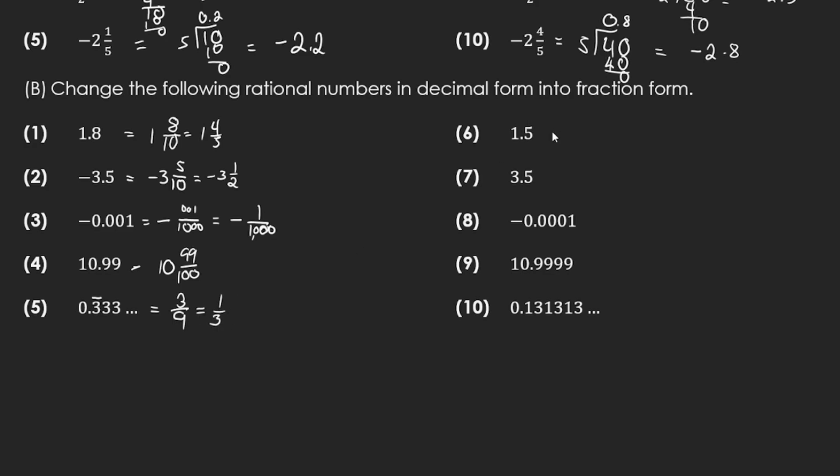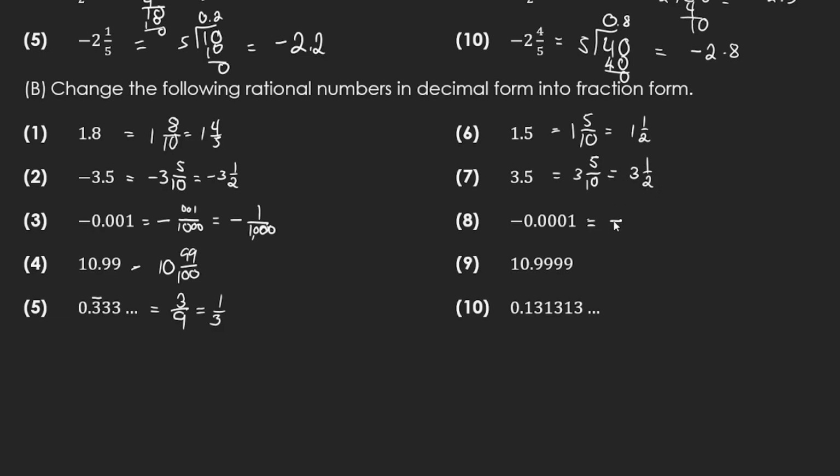Number 6, we have 1.5 here. Let's just get the whole number, and get the 5. How many decimal places? It's just 1. So just going to put 1 zero. Lowest term is 1 and 1/2. Here we have 3 and we have 5. Just 1. And it's just going to be 3 and 1/2.